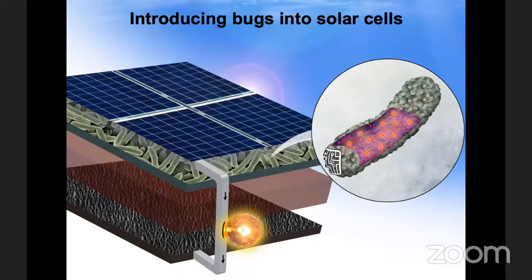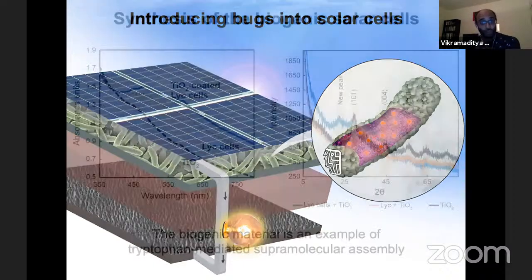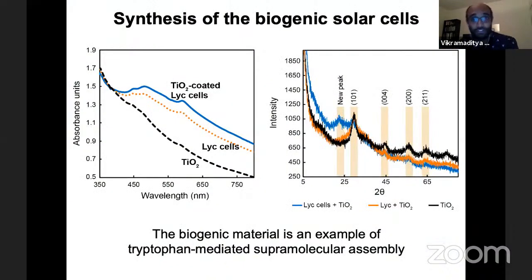Now, we can use the bacteria as is, since it's producing a lot of lycopene, but the challenge with bacteria is that it is not a very good conductor. So we used supramolecular chemistry, using tryptophan linkages, to attach titania onto the surface of the bacteria and thereby create these extremely porous and highly conductive biogenic electrodes that we are using at the anode. And this is now able to power our bacterial solar cell. Just to show some confirmation, here are the XRD spectra, showing that we are producing an entirely new class of biogenic materials.